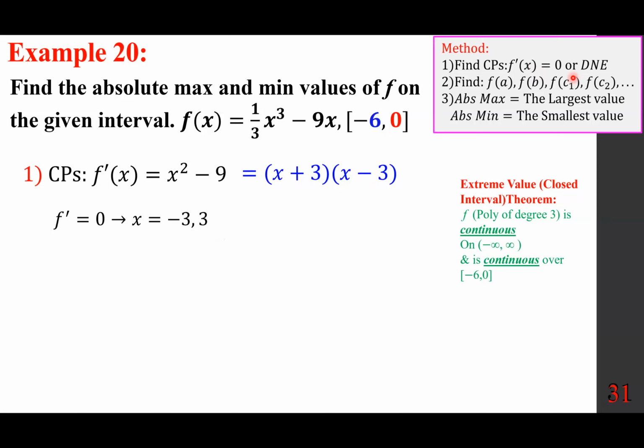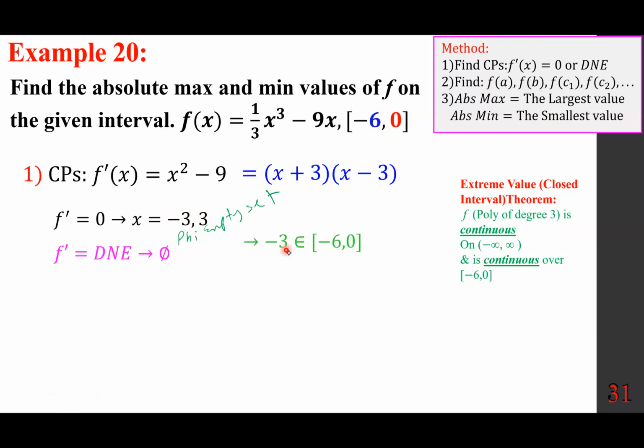The procedure says also look for where f prime does not exist. F prime does not exist doesn't produce any solution because f prime itself is a polynomial of degree 2. This is a Greek letter phi, which represents an empty set. It's not a 0, everybody. Now, what you must check are these two numbers in the given interval. Negative 3 is in between, yes. Is 3 in between? No. The only thing you can use is negative 3.